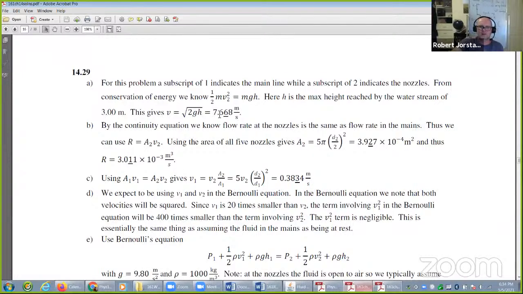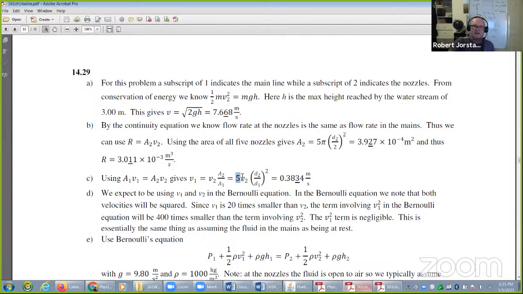So let's see. One of these speeds is 7.6. Actually, I don't know. It's probably about negligible, to be honest. So V1 is 20 times smaller than V2. So this one's 400 times smaller when you square it. So yeah, I guess it is effectively at rest. So I was wrong when I first saw that, but it's close.